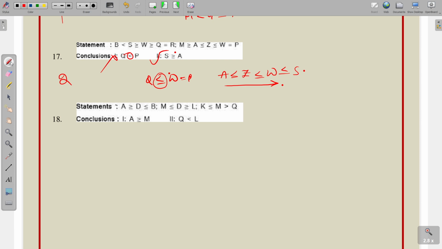Question number 18. A greater than or equal to M. So starting from M, M to D, and D greater than or equal to, so D, and next M. So definitely first conclusion follows. Q less than L. So see Q less than L. So already here we have an opposite sign. So second one does not follow, only one is the answer.